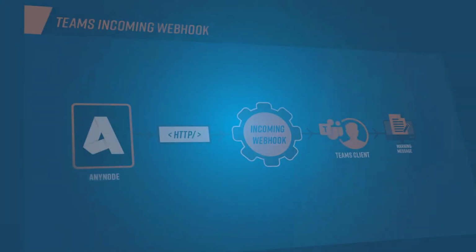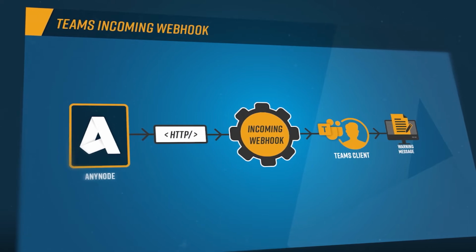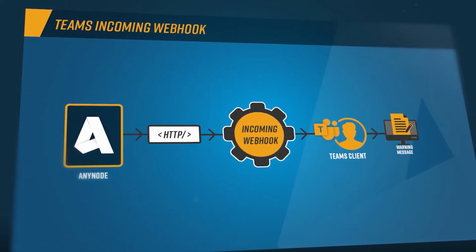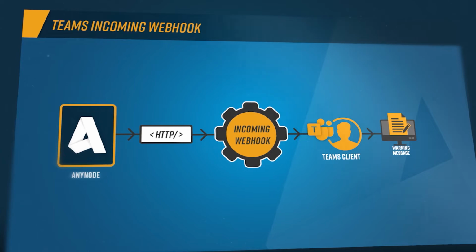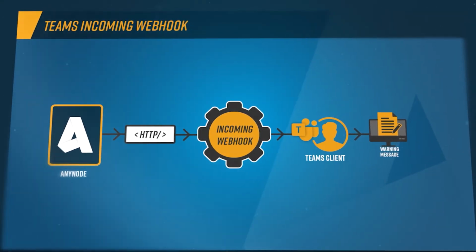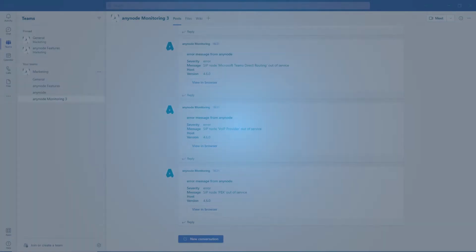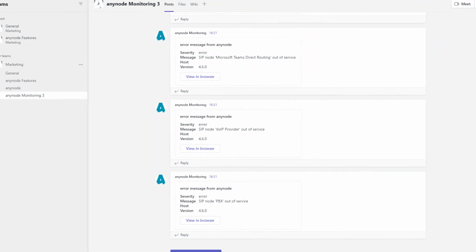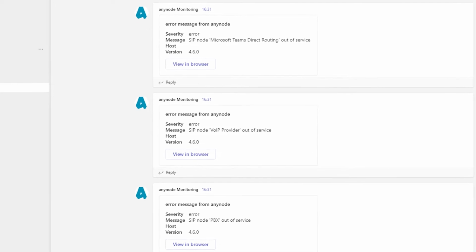In this video, you will learn more about the possibility to retrieve real-time data from the anynode frontend via a Microsoft Teams Incoming Webhook. This allows a channel to be set up in Microsoft Teams to which administrators are subscribed. In this channel, all error messages and information from the anynode event log can be retrieved.